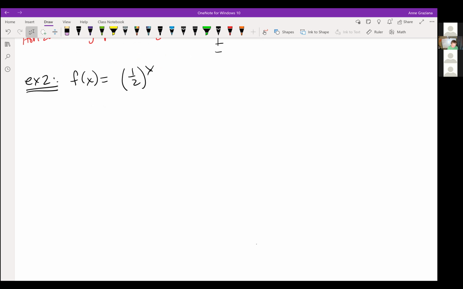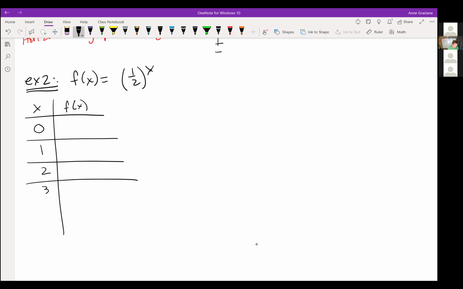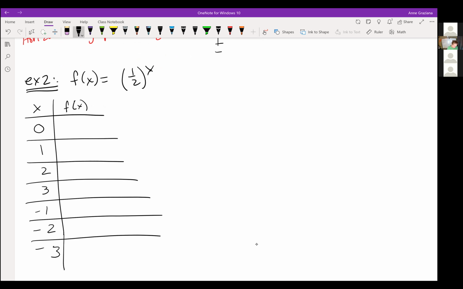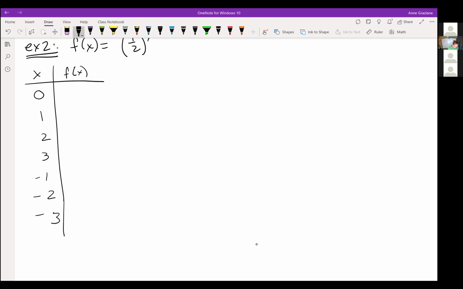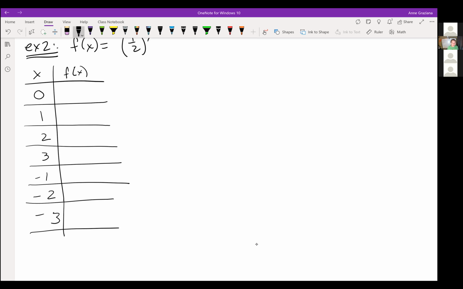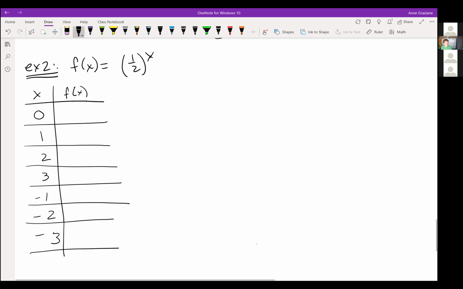Not that this isn't fun, but all right, so here's my t-chart. Let me give you guys some numbers. I want you to see if you can figure these out on your own. 0, and we're just going to do 1, 2, and 3, not 4. And then -1, -2, -3. See if you can calculate them on your own.